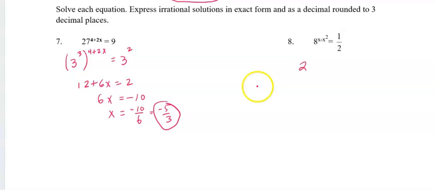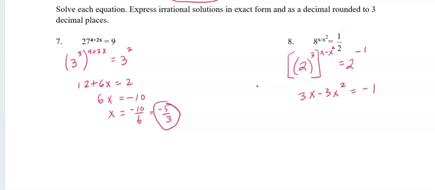All right. So here I'm going to make my common base become 2. This common base, by the way, has to be a whole number greater than 1. It can't be a fraction between 0 and 1. So I'm going to let 8 become 2 to the third, and that's going to be raised to the x minus x squared. And then 1/2 is 2 to the negative 1.